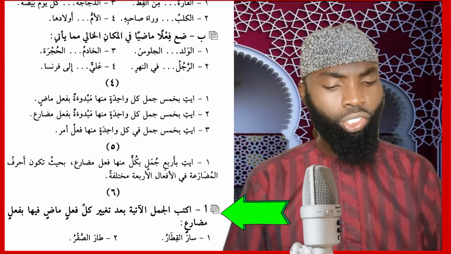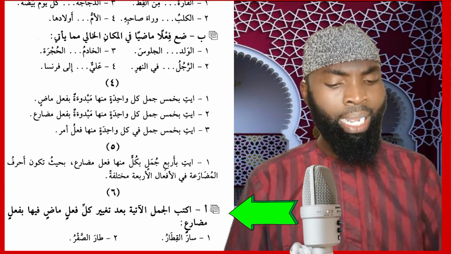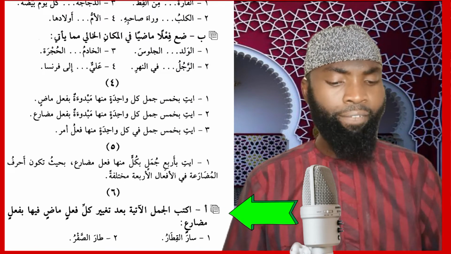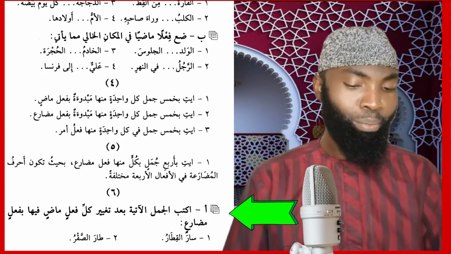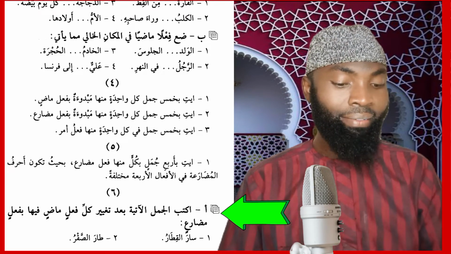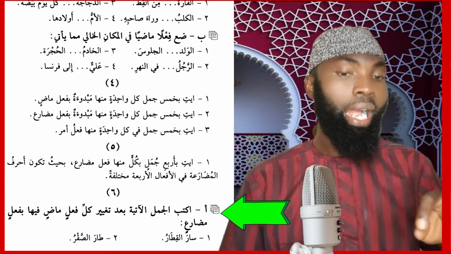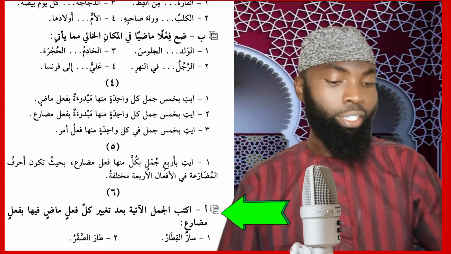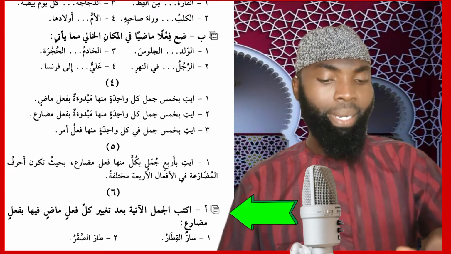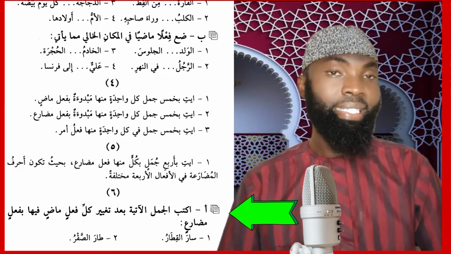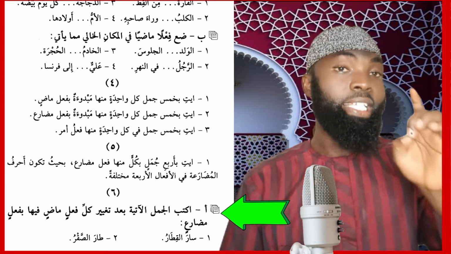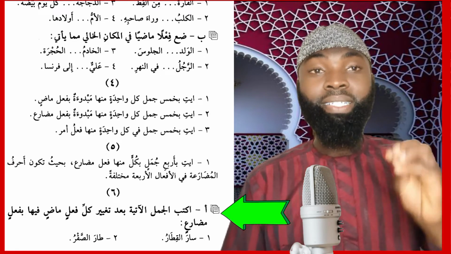The next exercise, the instruction says اكتب الجمل الآتية بعد تغيير كل فعل ماض فيها بفعل مضارع. Rewrite the following sentences after changing their past tense into present tense. These sentences are made up of past tenses. These past tenses, you have to change them to their present form.